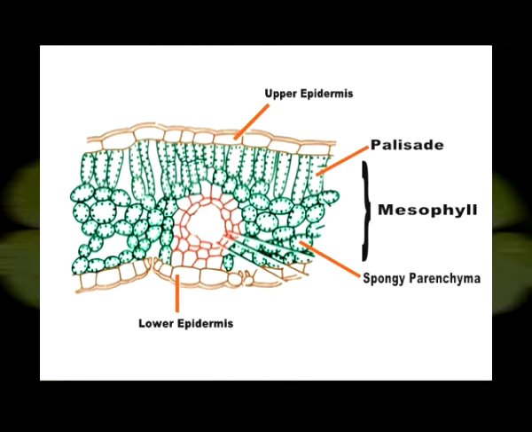The vascular bundles in this leaf are embedded in the mesophyll tissue. They are concentric in nature, which means that xylem is surrounded by phloem.